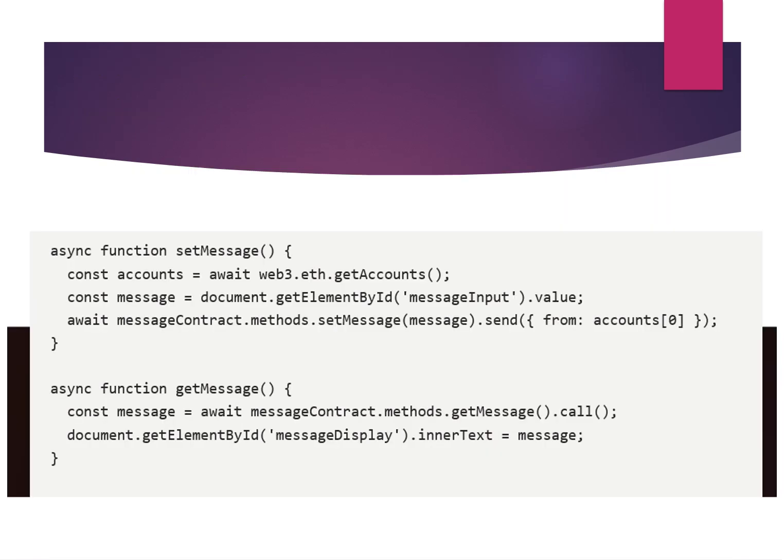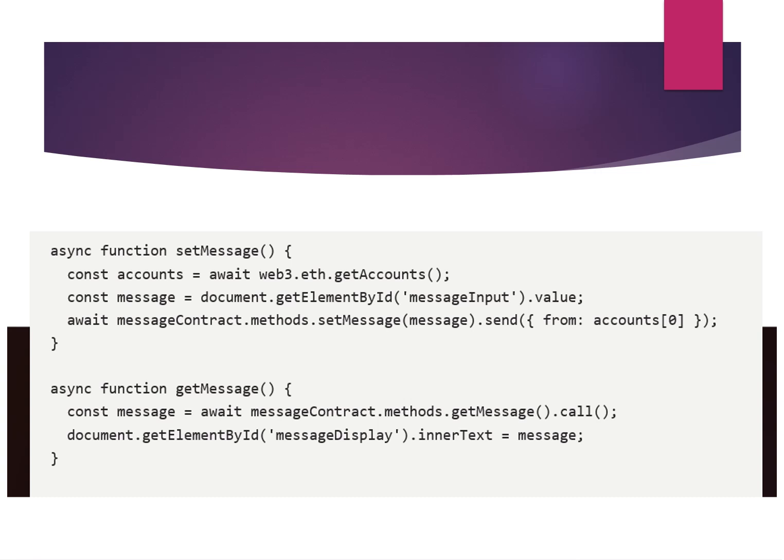Now we make two functions for setMessage and getMessage. Here the first line declares an asynchronous function named setMessage that will be called when the set message button is clicked. The next line retrieves the list of accounts from the local blockchain, and the next line gets the value of the message input field. The next line calls the setMessage method of the smart contract and sends a transaction from the first account, and the next line closes the setMessage function.